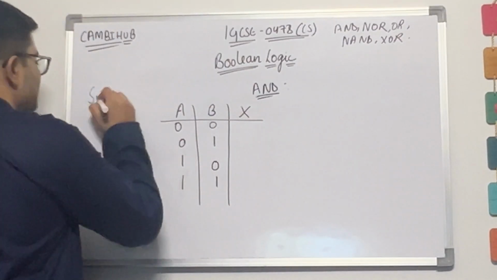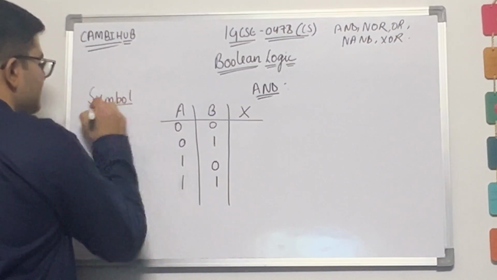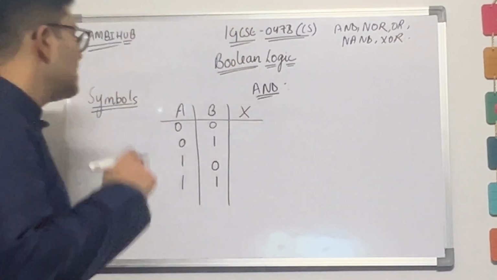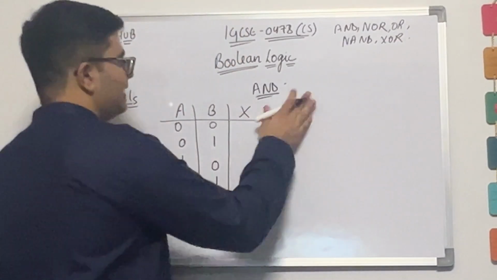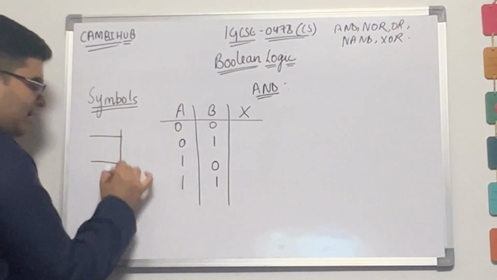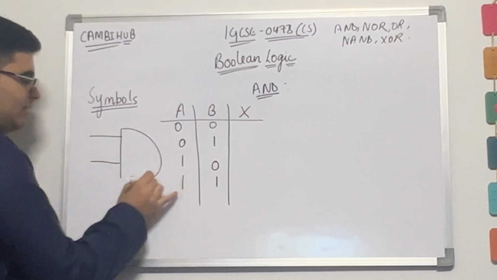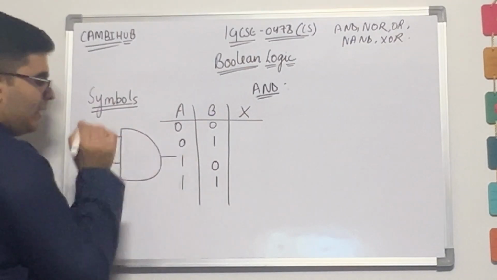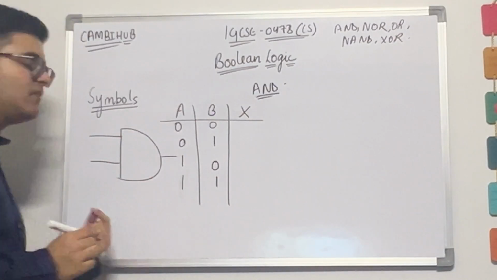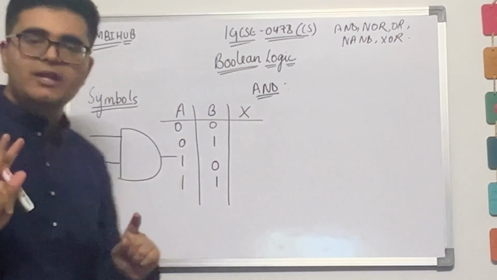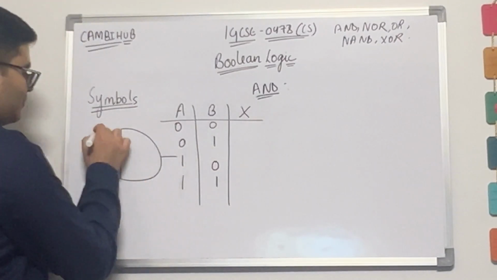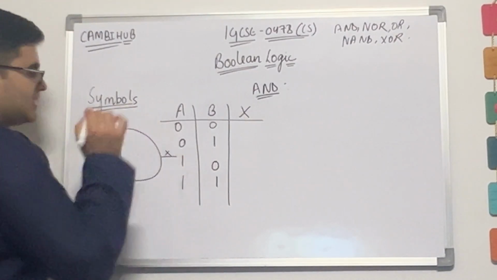There are also symbols for the gates. Why would we need to use the symbols? Because we would be creating diagrams for logic circuits. Now let's start with the AND gate. How do we draw the AND gate? We make two lines like this, a bar like this, a semicircle like this, and an output like this. Why this symbol? The AND gate has two inputs and one output. So we'll represent the two inputs as A and B, and the one output as X.